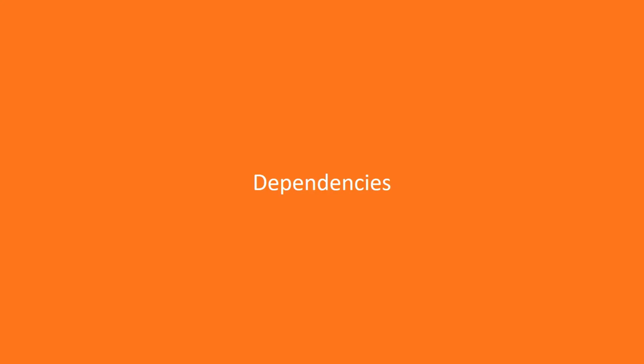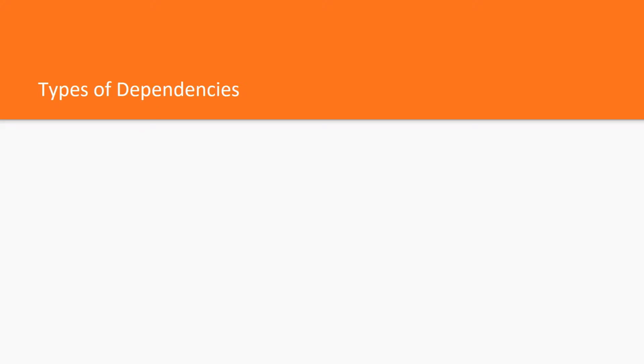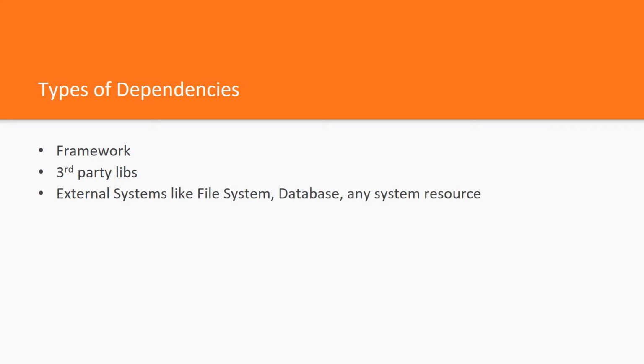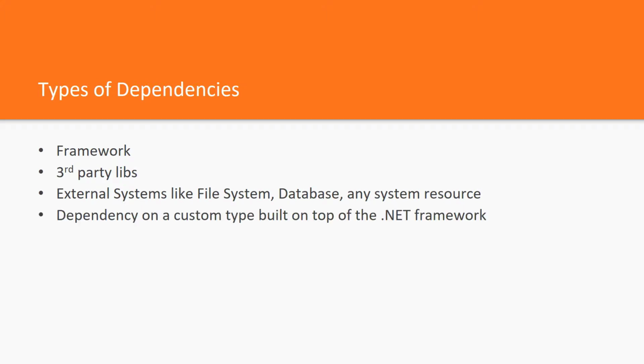This lecture is titled Dependencies. Let's define what we mean by a dependency. There are several types of dependencies: on a framework, on third-party libs, external systems like file system, database, or any system resource, and so on. Dependency on a custom type built on top of the .NET framework.